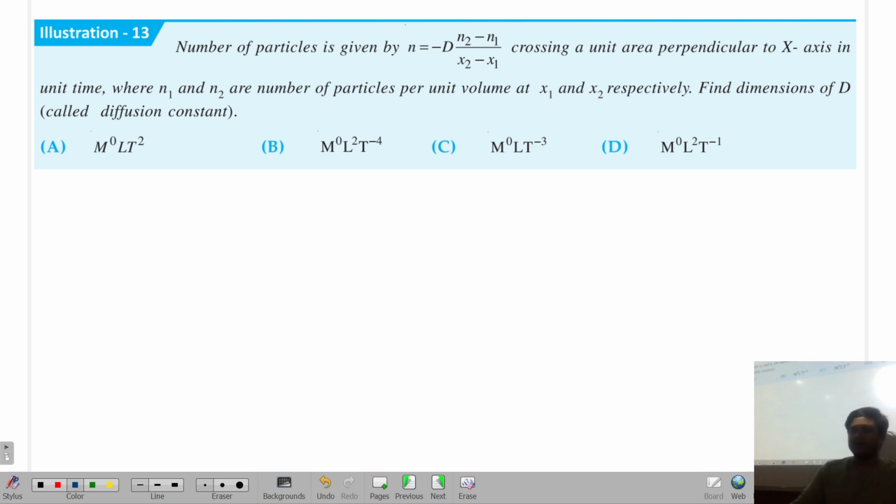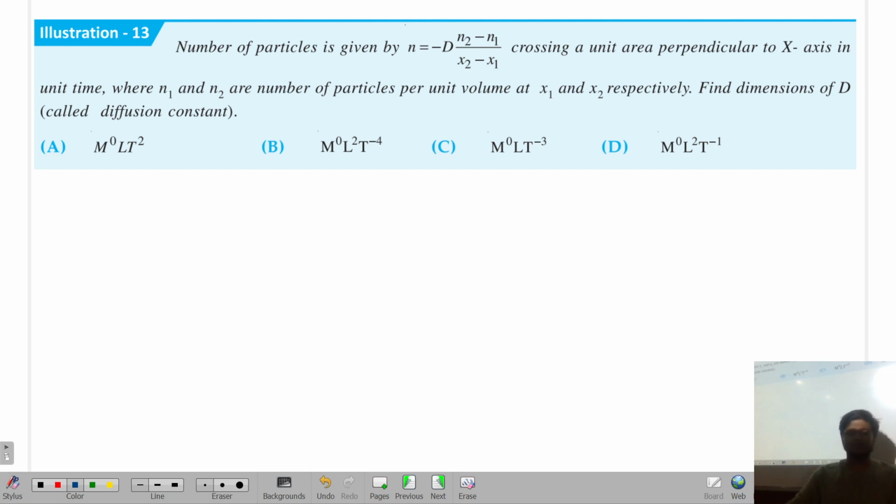Diffusion constant means, have you seen a candlestick in your homes? When you burn it, all the air gets intermixed with other air, or not? This process, when the air from one region flows to another region, this mixing of air molecules with other air molecules is called diffusion. And we are finding the diffusion constant. We are writing an equation of the mixing of the particles where x1 is the initial point, x2 is my final point.